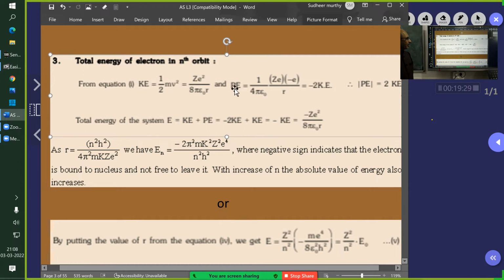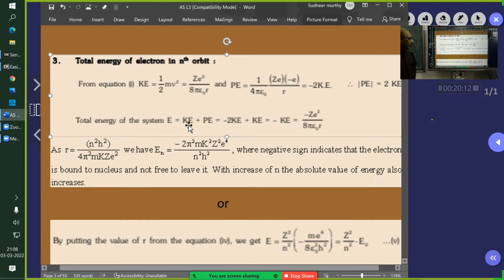And the potential energy is similar to gravitational potential energy. I suppose all of you remember that the gravitational potential was minus G m1 m2 by R. In the field of electrostatics, the potential energy will be, instead of m1, q1, and instead of m2, q2, by R. This is the potential energy. If you compare this with this, you will see that the magnitude of the potential energy is twice that of the kinetic energy.